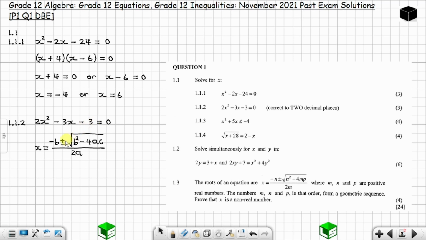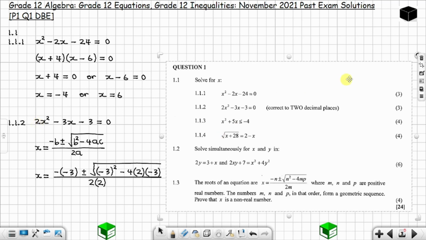After plugging all these into the quadratic formula, x is equal to negative b, so your b is negative 3, plus or minus the square root of b squared, which is negative 3 squared, minus 4ac. Your a is 2 and your c is negative 3, all over 2a, which is 2 times 2.